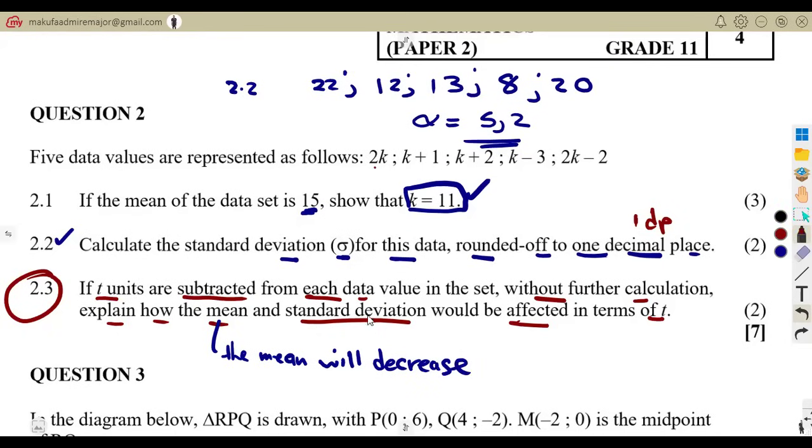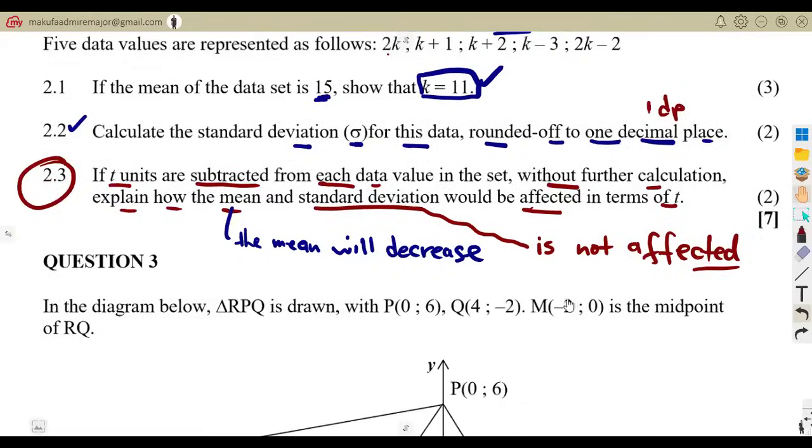What about the standard deviation? As you subtract or as you add the same value throughout, it is not going to be affected. So this standard deviation is not affected. The standard deviation is unaffected. All right, so that is what you just needed there.